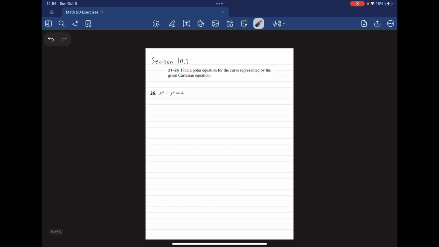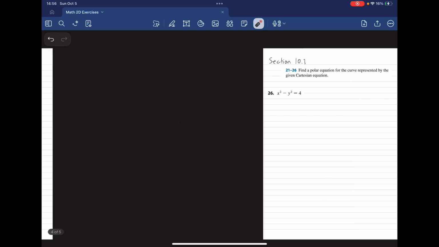These problems read, identify the curve by finding a Cartesian equation for the curve. And we will also do number 26 from problems 21 through 26. These read, find a polar equation for the curve represented by the given Cartesian equation. So in the first problem, we're given something in polar form, and we want to convert it into Cartesian form, whereas in the other problem, we're given something in Cartesian form, and we want to convert it to polar form.